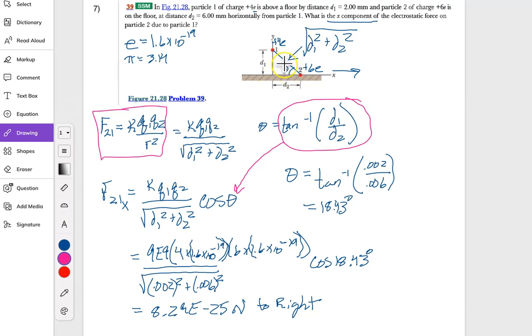We also need to find out what is the angle down here. We could have done this angle or the one up here, but I just chose this one, and that would be the inverse tangent of the opposite over the adjacent. And when I plugged the numbers in, I got an angle of 18.43. So that's what this theta is.